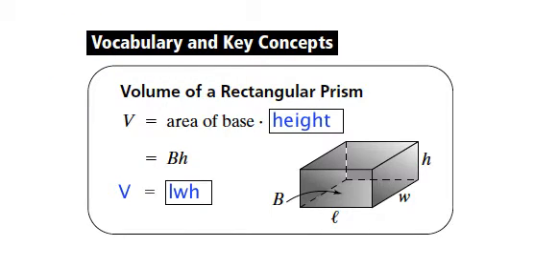To find the volume of a rectangular prism, you're going to take the area of the base times the height. So we refer to that as big B times H. Well, with a rectangular prism, you have a rectangle for your base. So we're going to take the length times the width times the height. So V equals length times width times height.